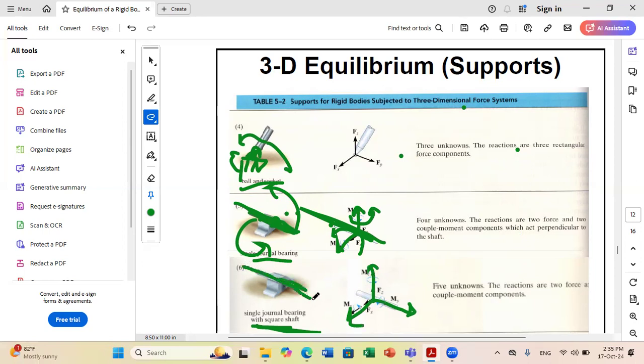Since I have the possibility of translating in y, no reaction Fy. I only have reaction Fx and reaction Fz. So a single journal bearing with a square shaft can develop 5 reactions.